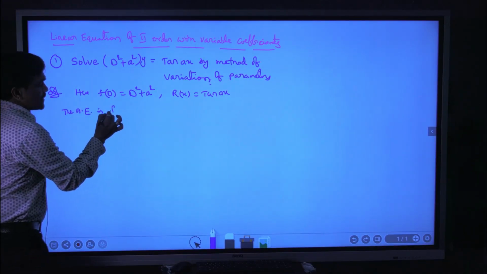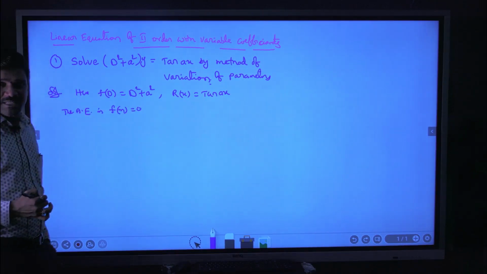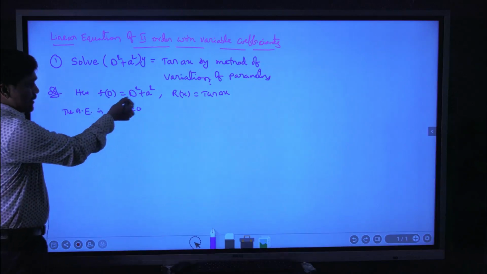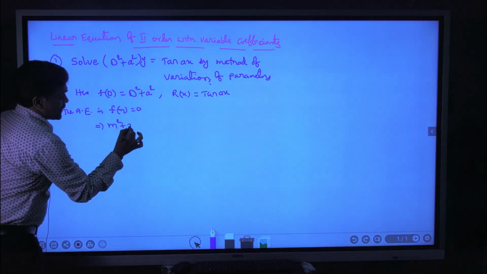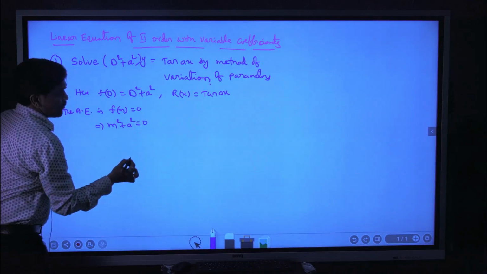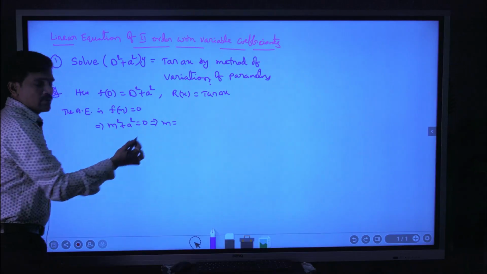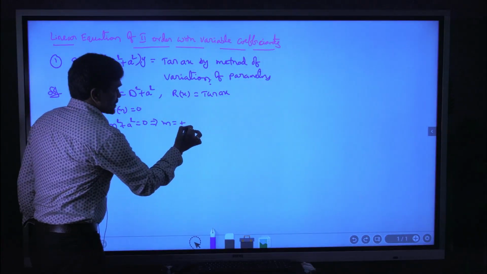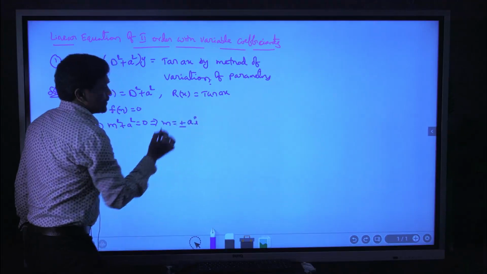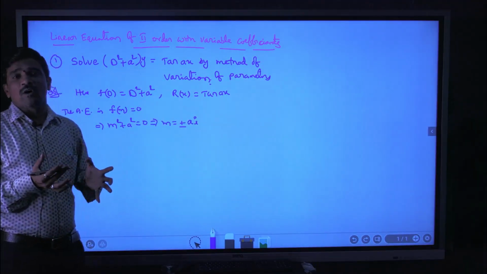To find the complementary function, first write the auxiliary equation, f of m is equal to 0. That is, m square plus a square is equal to 0. Now m square is equal to minus a square, then from that we get m is equal to plus or minus ai. These are complex roots. So what is the solution for complex roots?